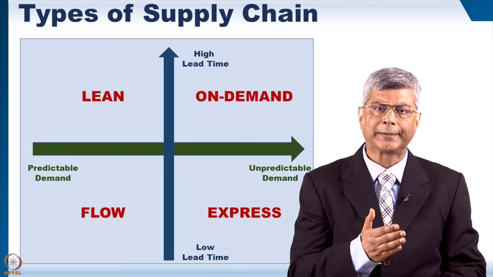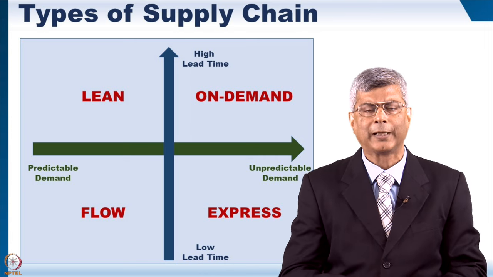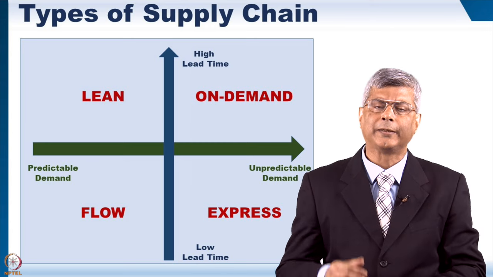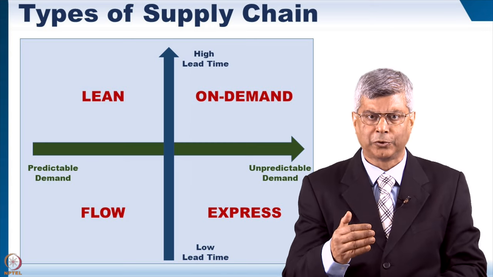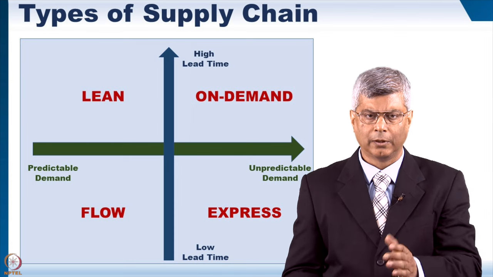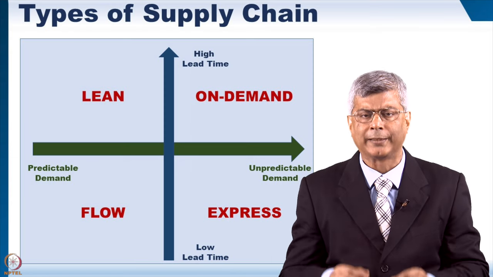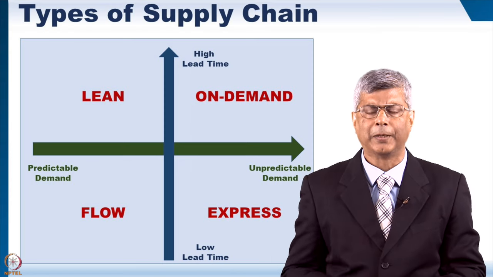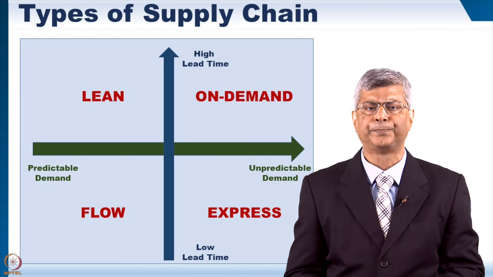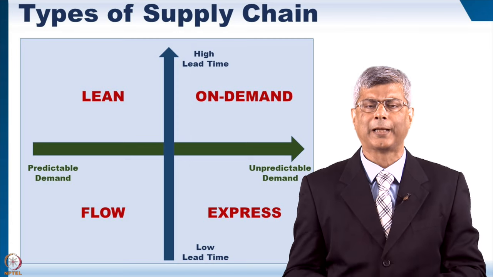So it starts with understanding that there are different kinds of supply chain. And one way to classify the supply chain is looking at the lead time. How long does it take to move the goods and supply the product? So that's one axis. And the other axis is around the demand pattern. How predictable is the demand and how unpredictable is the demand? So let's look at the four quadrants, because they need very different kinds of supply chain planning.